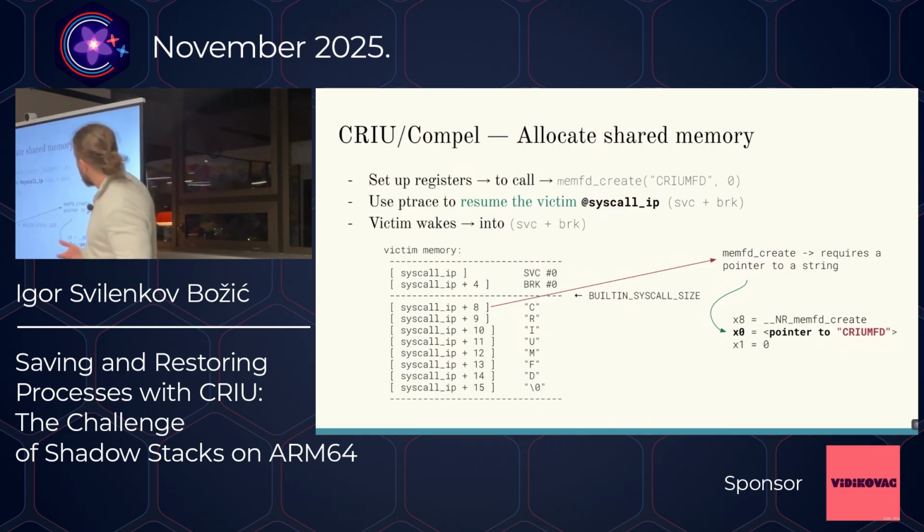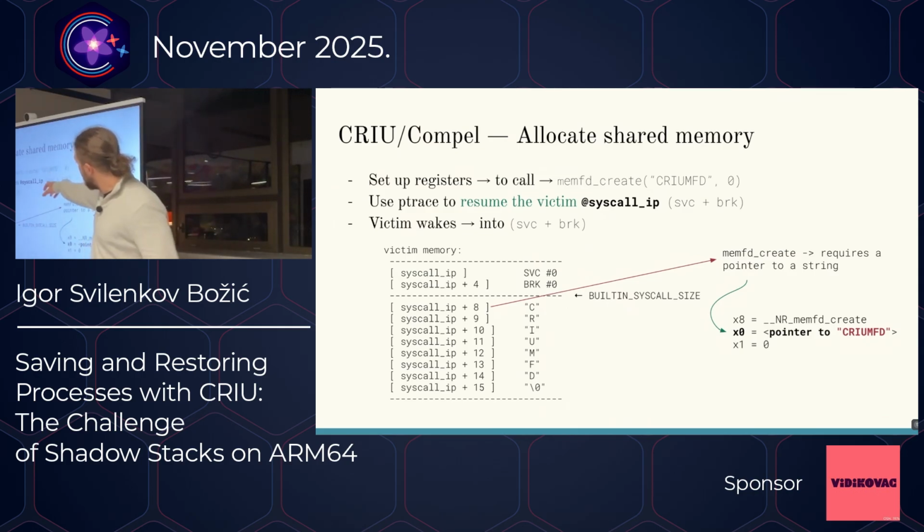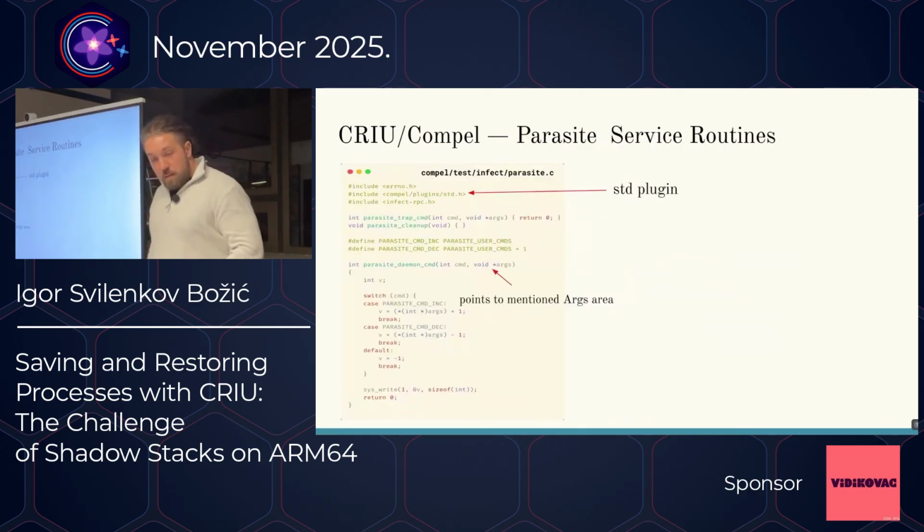This syscall requires a string to be allocated somewhere, so I just allocate it underneath. And if you're reversing, you can see it there, no surprise. It just says CRIU MFD for this syscall, and I think you can see it later in the procfs or something, that this string is there. That's just that.